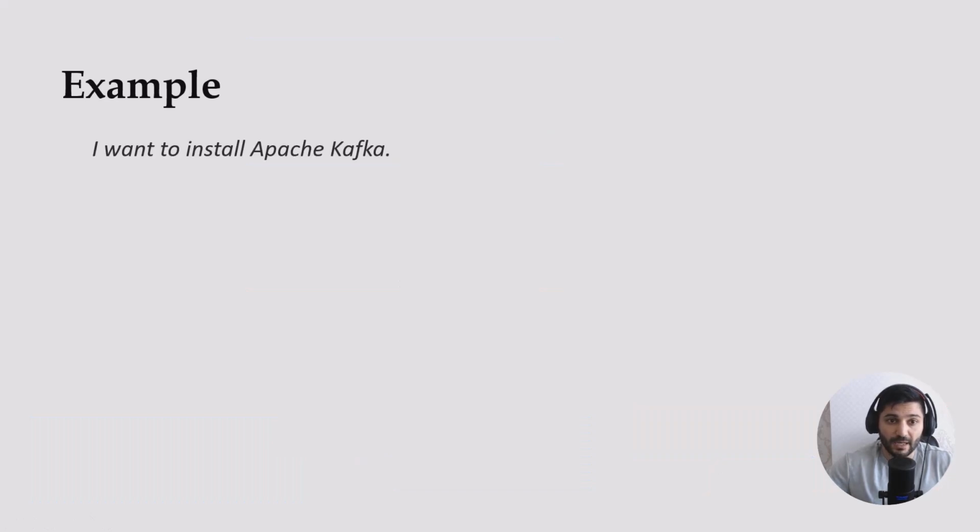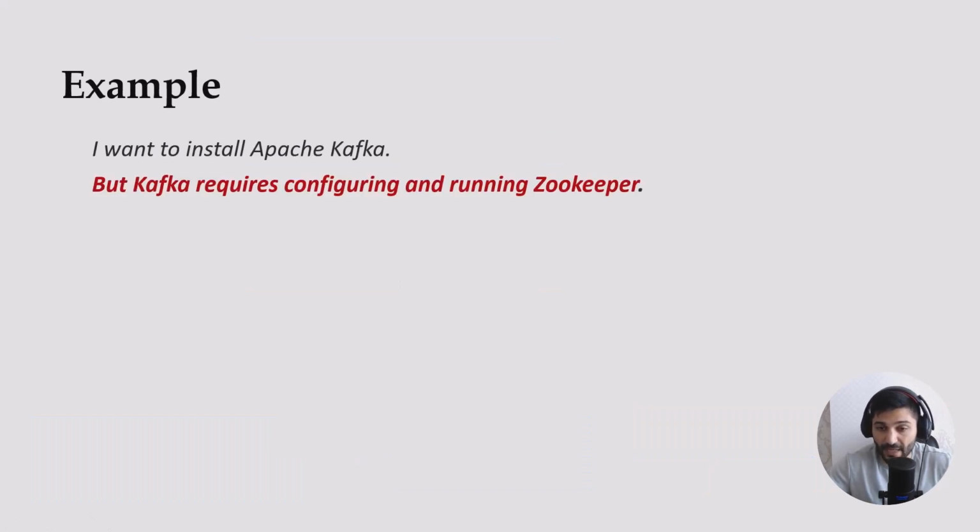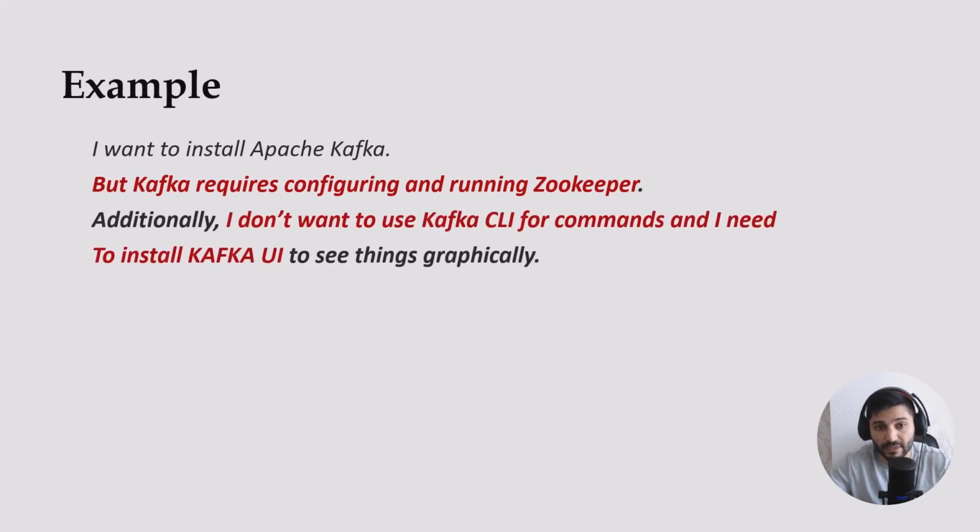For example, I want to install Apache Kafka, but Apache Kafka requires Zookeeper to be installed, because Zookeeper acts as a manager for the Kafka brokers. The problem here is that I don't want to use the Apache Kafka CLI. I want to see everything using graphical tools like Kafka UI or Offset Explorer. So I need to install Kafka UI separately.